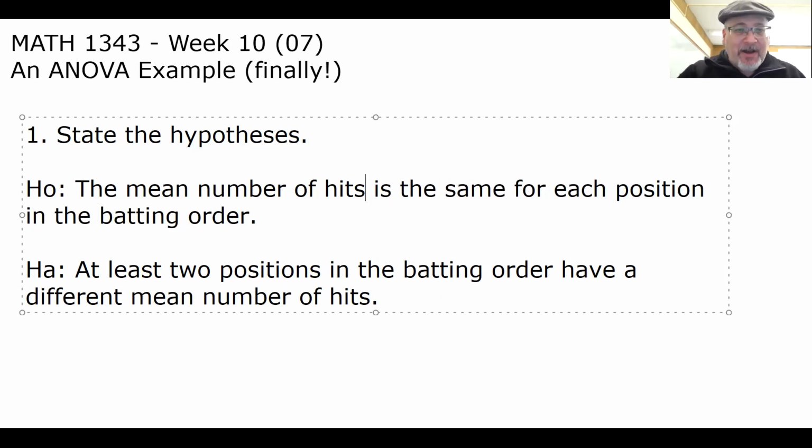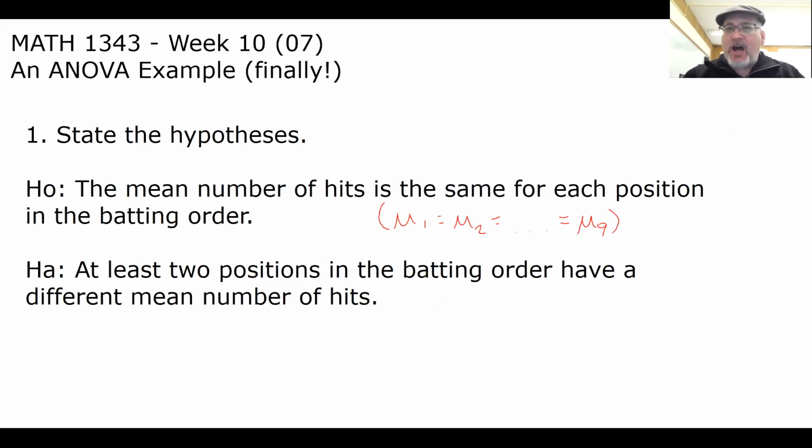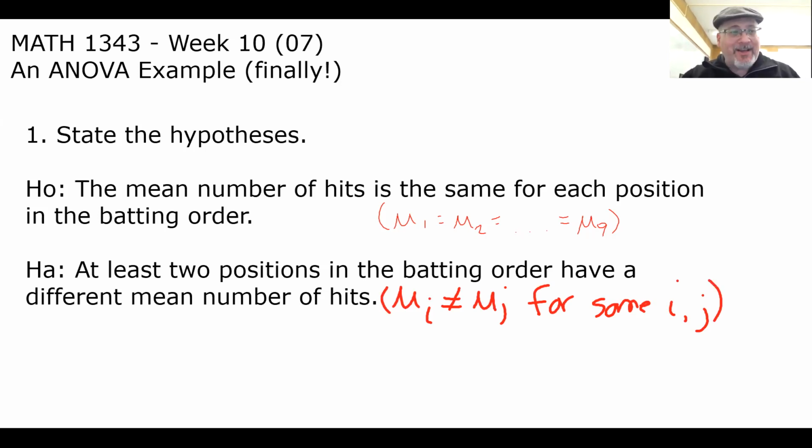If we wanted to state the alternative hypothesis in the context of mu's, we could say something generic like mu i is not equal to mu j for some i and j. In other words, there's 2 subscripts where the mu's aren't equal. But I prefer my hypotheses in the context of the situation. All right, so the hypotheses are pretty straightforward. Null is the means are equal. Alternative is at least 2 of them aren't. So what's the next step?